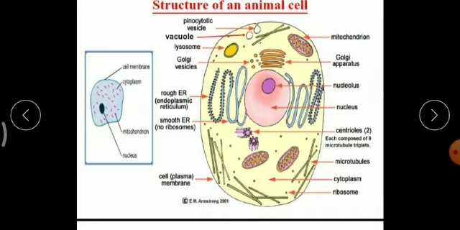Then the structure of an animal cell. In an animal cell, the cell wall is absent, only the cell membrane is present. The jelly-like substance which is present between the cell membrane and the nucleus is the cytoplasm. It is present in both animal cell and plant cell. This is the nucleus.